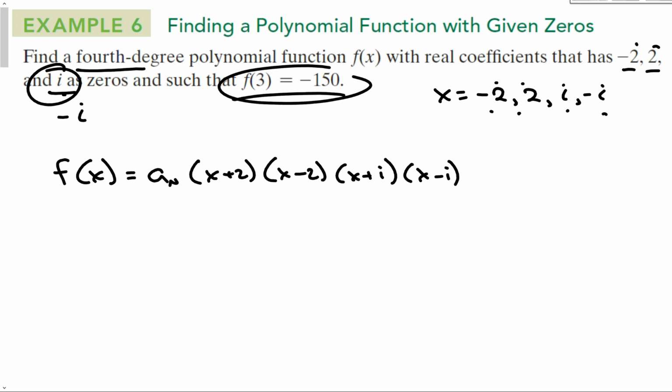And in fact, it's probably easiest to multiply the conjugate pairs together first, because since they're the difference of squares, it turns into x squared minus 4, and then this turns into x squared plus 1, the sum of squares, because i times -i is -i squared, which turns into +1.